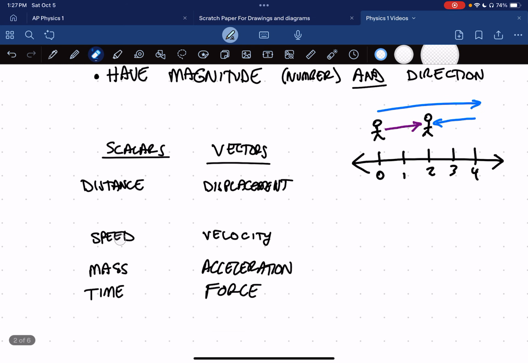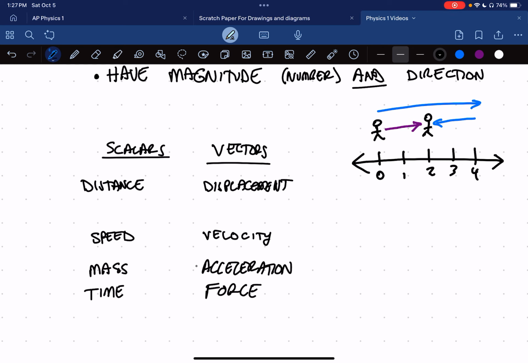Some other ones, speed. If you're driving in your car and you look at your speedometer, it just tells you how fast you're going. It's a number with units. There's a magnitude to it, it's like how much. But velocity is your speed plus the direction that you're going. So if you're driving 30 miles per hour east, that would be a velocity. And two more scalars: we talked about mass, and time is a scalar, it's just a number with units.